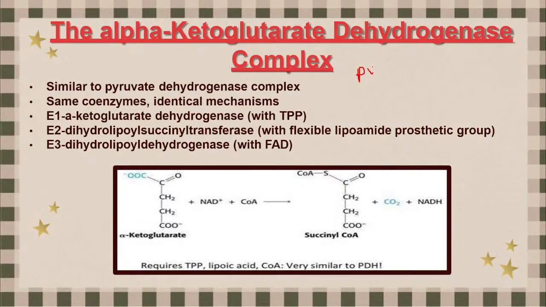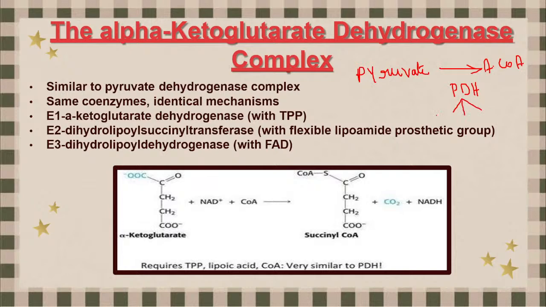Remember my words, don't confuse. After the ETC, we will study how pyruvate can be converted into acetyl CoA. By what enzyme complex? Pyruvate is converted into acetyl CoA by an enzyme complex called PDH, the pyruvate dehydrogenase complex. I told you last time, we study it next.